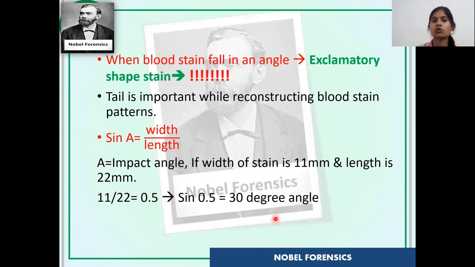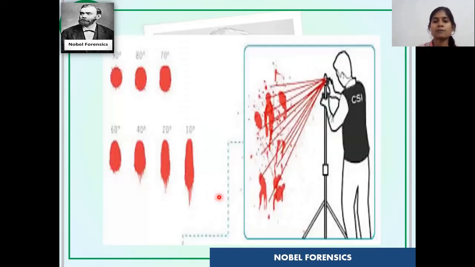So the blood stain which has 11 mm width and 22 mm length has fallen from a 30-degree angle. So the angle between the blood stain and the blood source is 30 degrees. Using a formula like this, they can identify these angles at the crime scene.